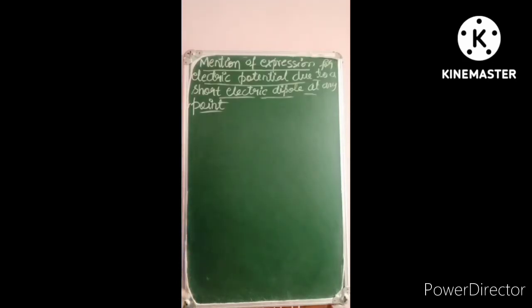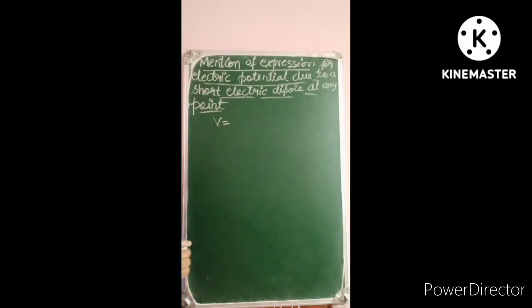Next you have the mention of the expression for electric potential due to a short electric dipole at any point. You have to just mention the expression. In your syllabus you only have the mentioning of the expression, not the derivation. In some books you have the derivation also, but that is not necessary for your examination. You have to just remember the expression here.